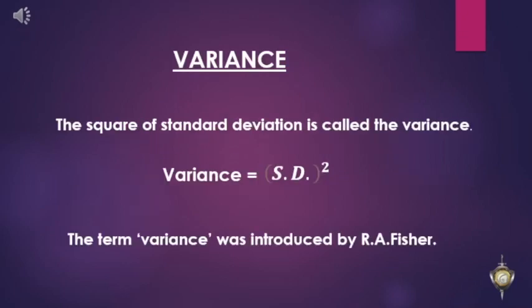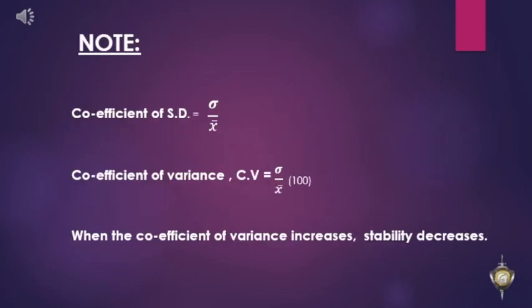Now let's discuss about variance. The square of standard deviation is called the variance. That is, variance is equal to standard deviation square. The term variance was introduced by R.A. Fisher. To find the coefficient of standard deviation, we have to divide standard deviation by mean. To find the coefficient of variance, that is CV, we divide standard deviation by mean and then multiply it by 100. When the coefficient of variance increases, stability decreases.